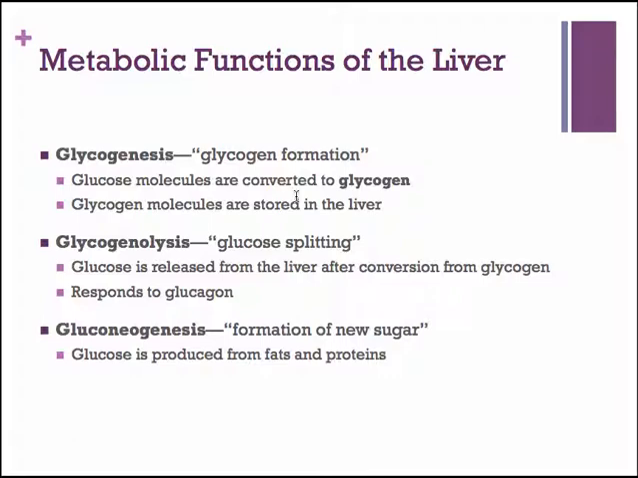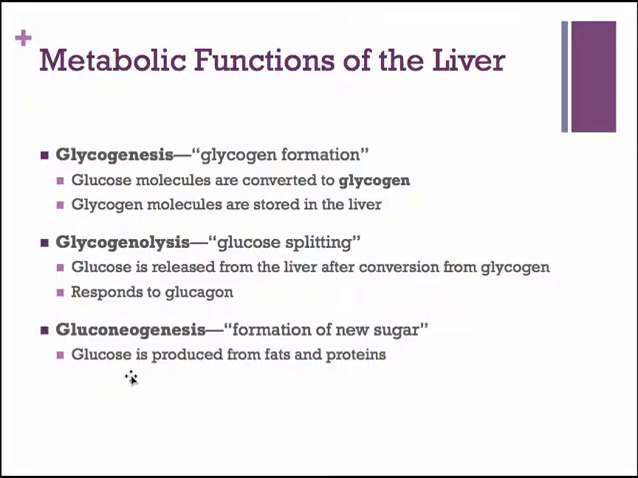Now, what if we don't have enough glucose within our body, and how can we form glucose? Well, we can get glucose from those other nutrient sources that we absorb. So we can produce glucose from fats and proteins, and that's called gluconeogenesis. So gluconeogenesis is going to produce glucose from a non-glucose source.